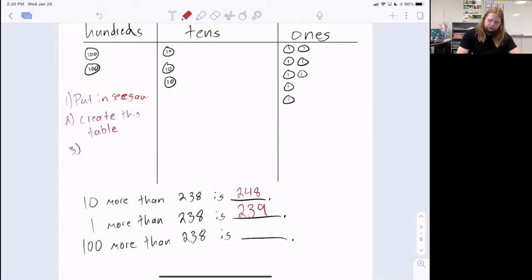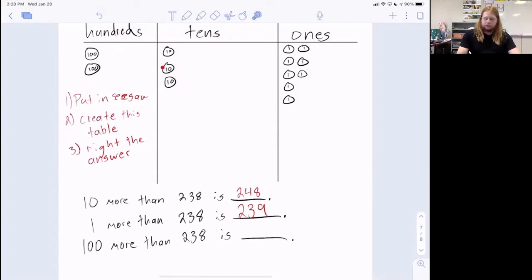And then you're going to write the answer that you come up with. So remember, we have to add a 100 piece. So is that going to go in the 1s, 10s, or hundreds?